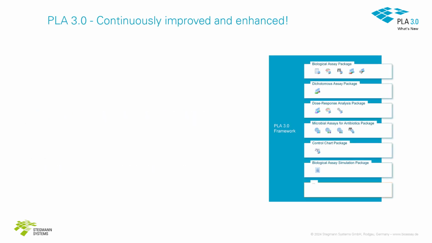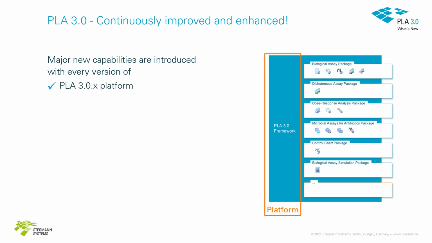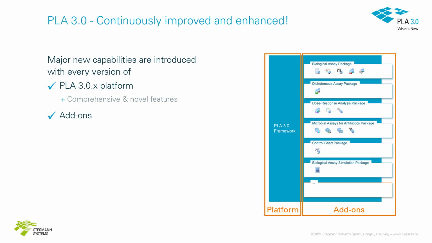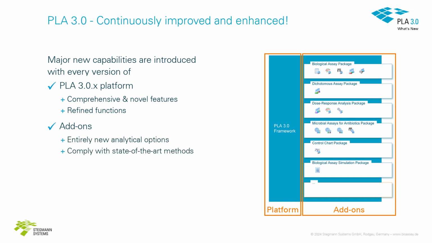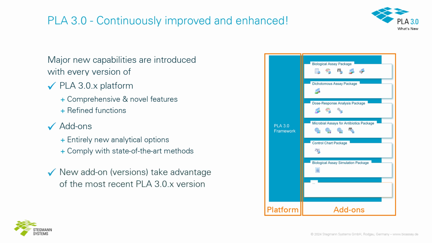Before we go into detail, let's have a look at the PLA 3.0 update strategy. PLA 3.0 receives continuous improvements and enhancements. Major new capabilities are introduced with every version of PLA 3.0, and its add-ons. New versions of PLA 3.0 contain comprehensive and novel features, as well as refined functions. Add-ons allow entirely new analytical options and comply with state-of-the-art methods. While new add-ons or add-on versions take advantage of the most recent PLA 3.0 version, you can update PLA 3.0 and its add-ons independently.